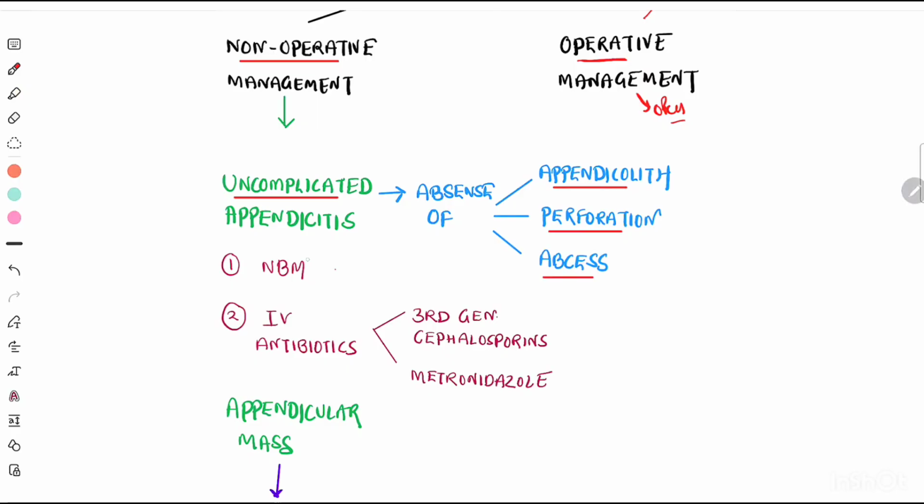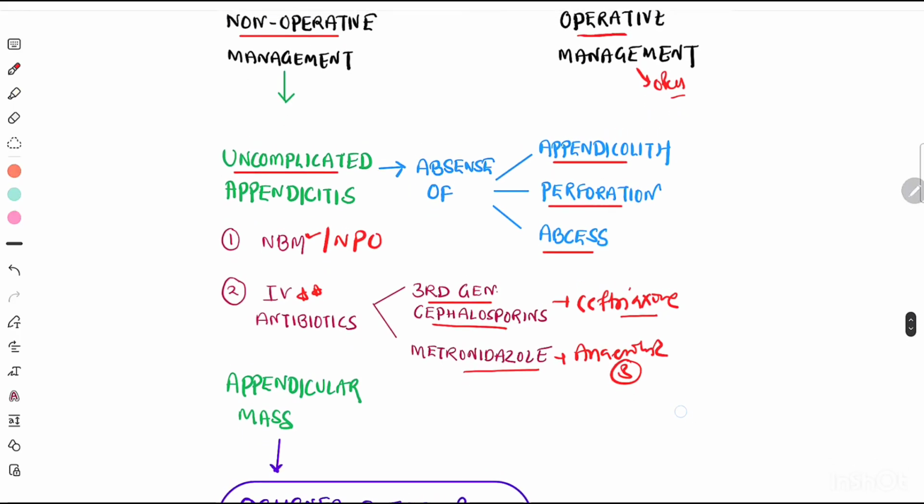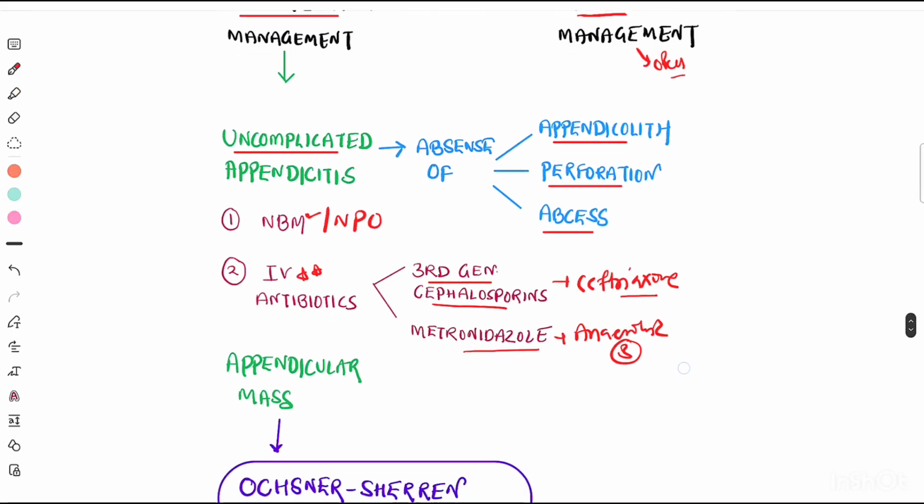So this is the medical management in case of uncomplicated appendicitis. We keep the patient NBM, nil by mouth or nil per oral, and we are going to give IV antibiotics. In case of appendicitis, the drug of choice is third generation cephalosporins like ceftriaxone and metronidazole to cover the anaerobic bacteria.